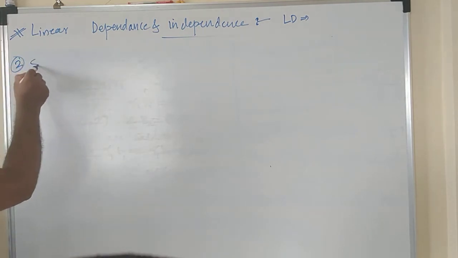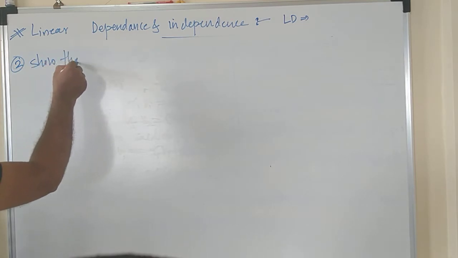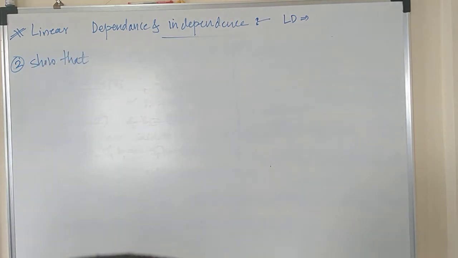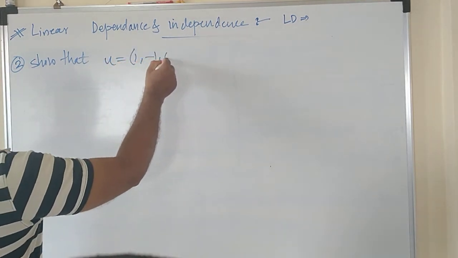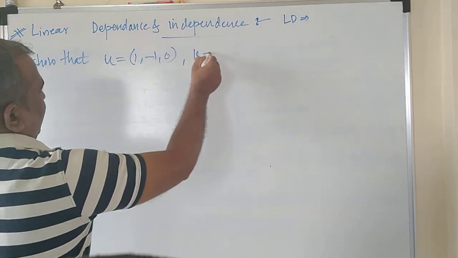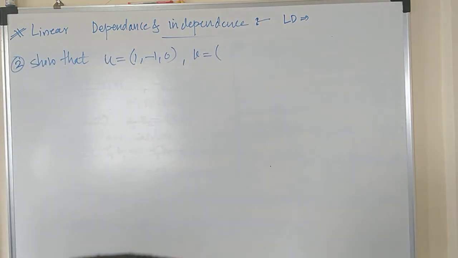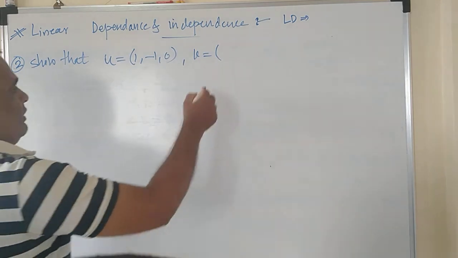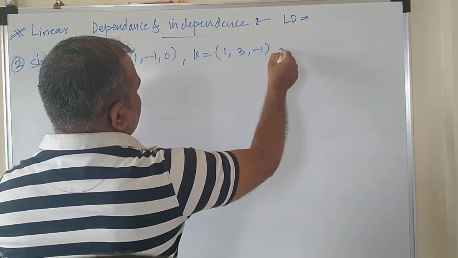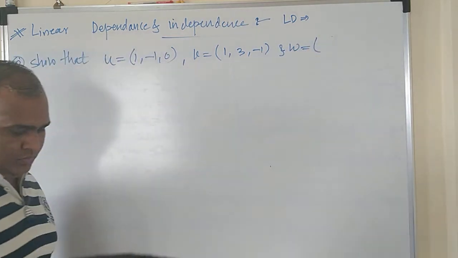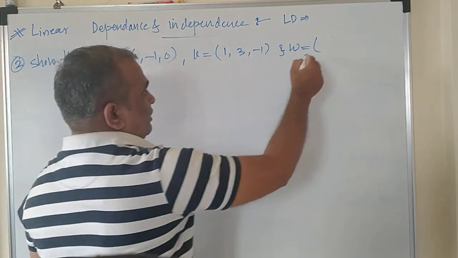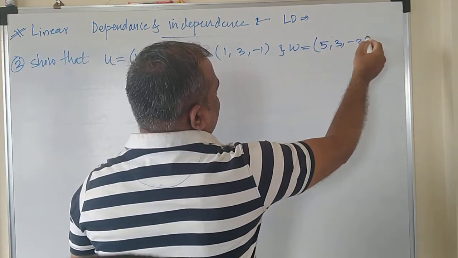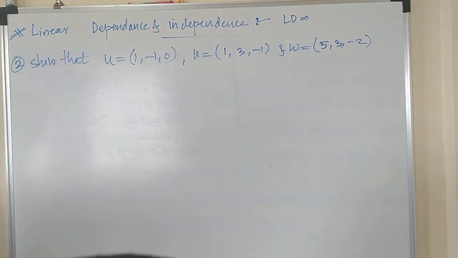Show that the vectors u, v and w, where u equals (1, -1, 0), this is u, v equals (1, 3, -1), and w equals (5, 3, -2), these three vectors u, v and w are linearly independent.